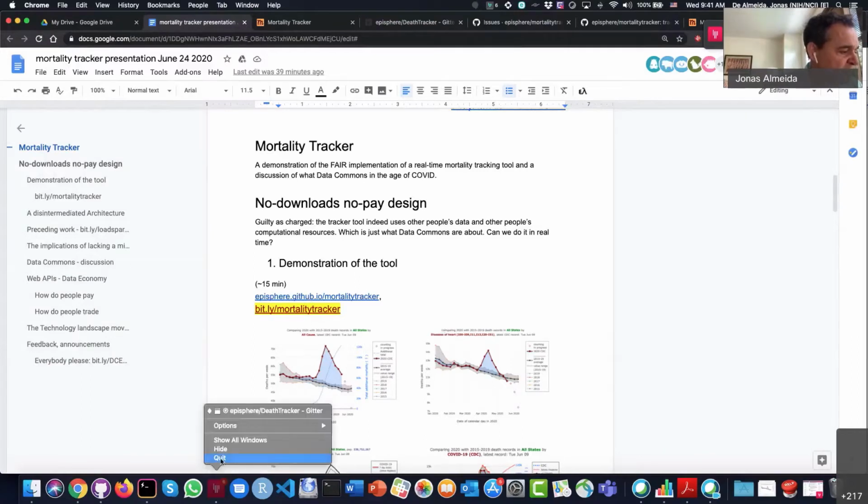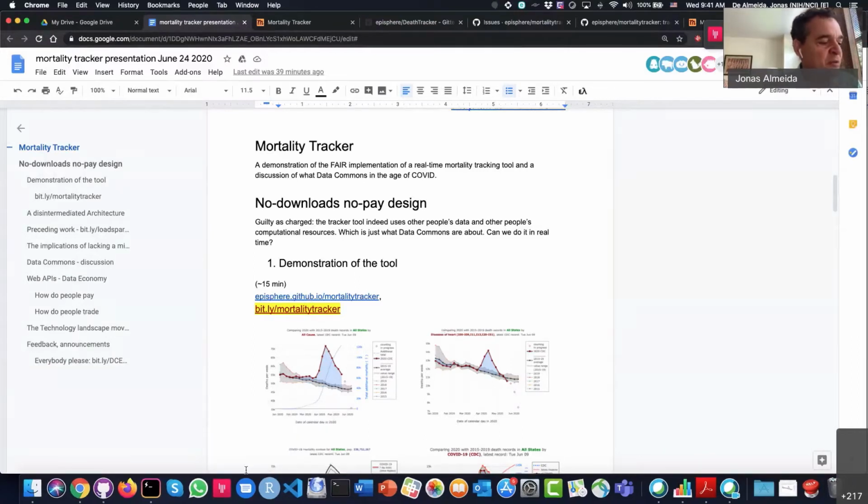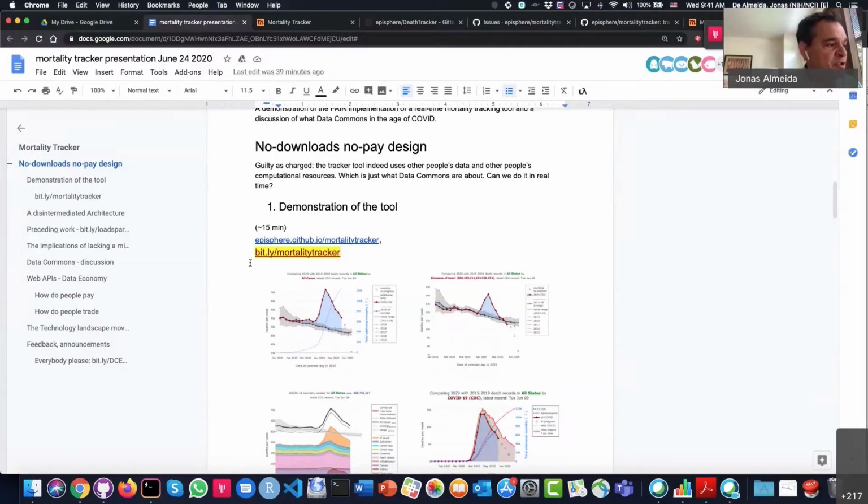Talking about Gitter, in the notifications, we are constantly connected, mostly not by email. But back to the flow. So first we'll have a 15-minute demonstration of the tool.